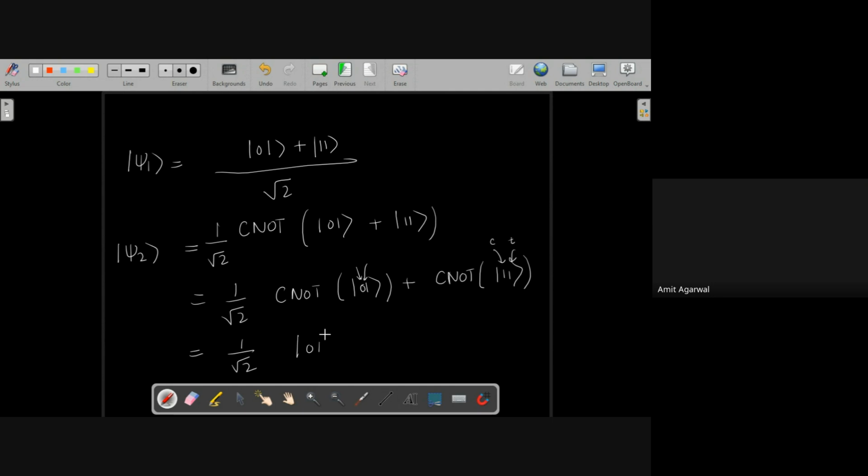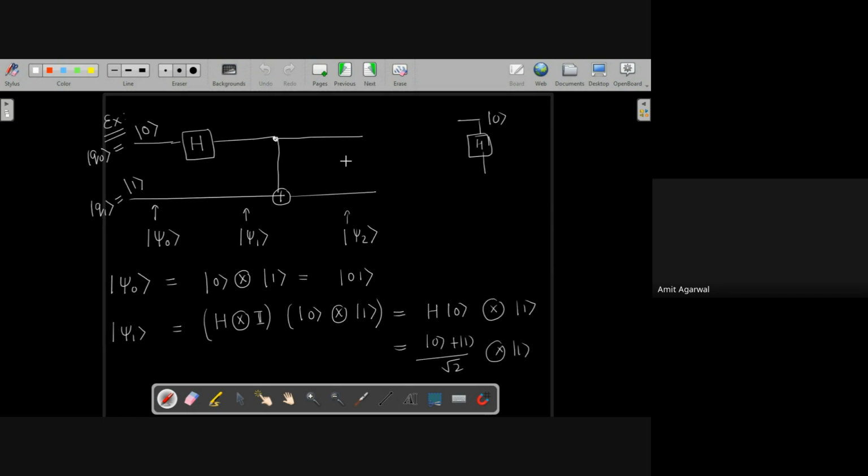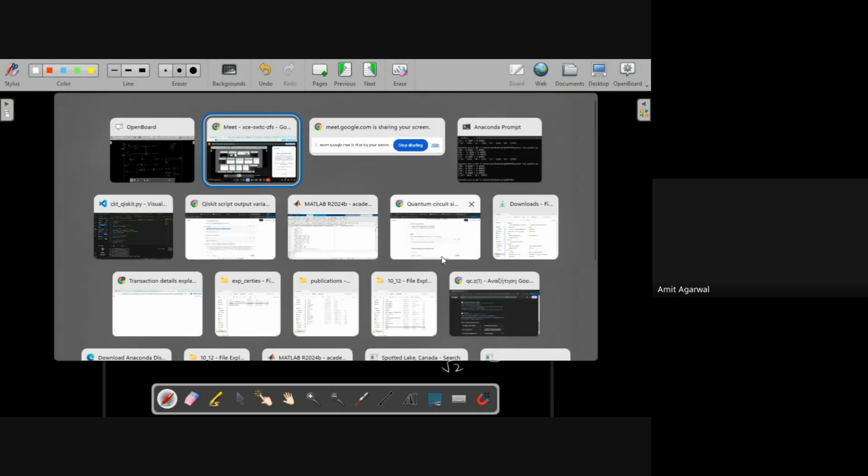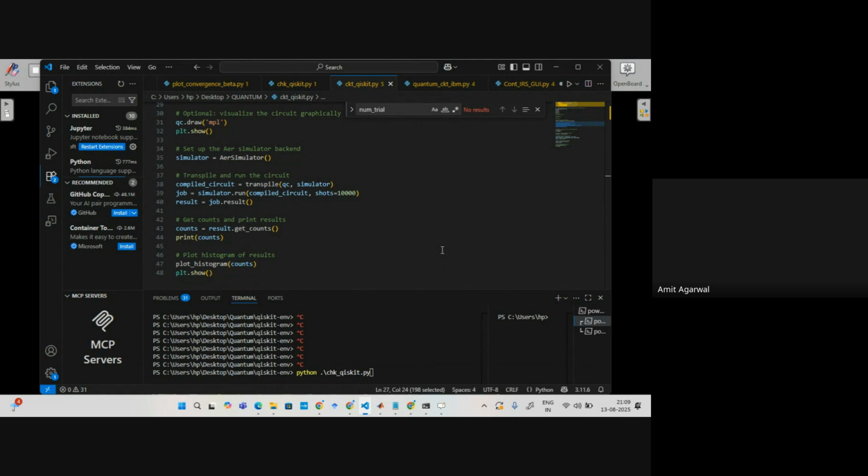So the first state will remain unchanged. However, the second term will become 1, 0. So the output of this quantum circuit will be this: it will have only two possible states, 0, 1 and 1, 0, with amplitudes 1 by root 2 and 1 by root 2. So let's analyze this circuit using Qiskit.